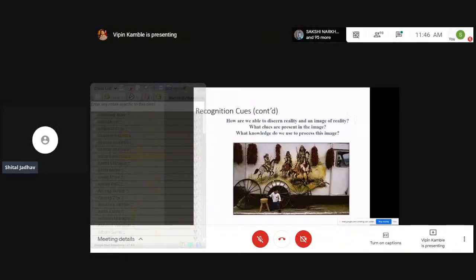So again, in this image also, you can see that a small child is there in front, and in the background there is a painting.